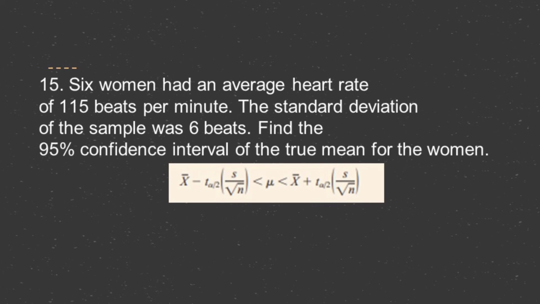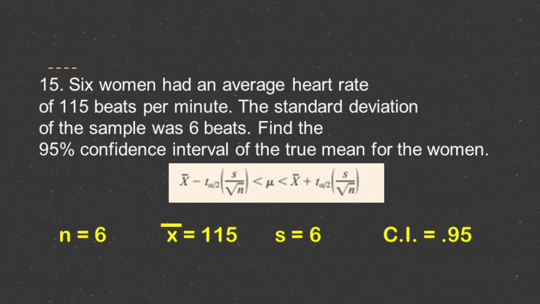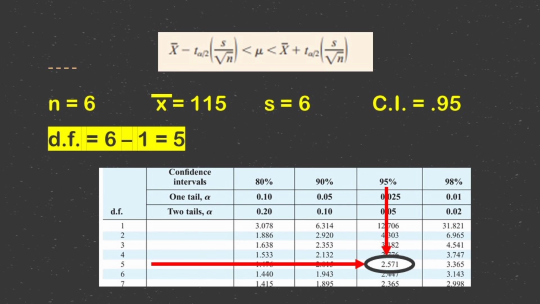So we will use the same formula to find the confidence interval. Our n here is 6 women. Our mean is 115, standard deviation is 6, and our confidence interval is 95% or 0.95. Since the degrees of freedom is simply n minus 1, we have 6 minus 1, and that is 5. Now that we got our degrees of freedom and confidence interval, we will use our t-distribution table to find the value of t sub a over 2. As we see in our presentation, we have 2.571.